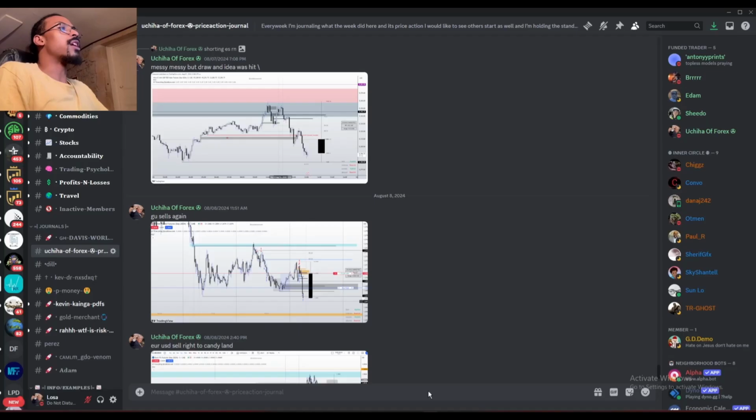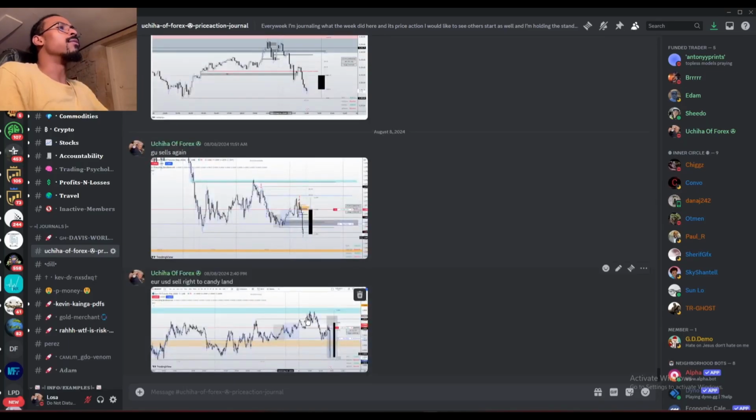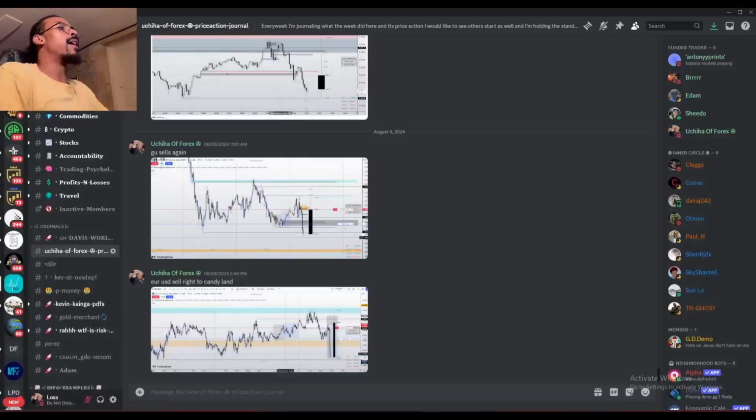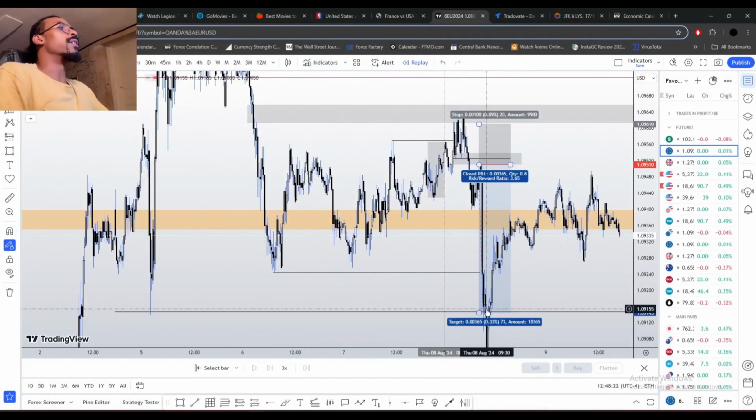Let's go to the screenshot, right? So here's the screenshot of the EU trade here, right? Took partials in here and then left a bit of a runner to run down into that last liquidity pool in here, right?